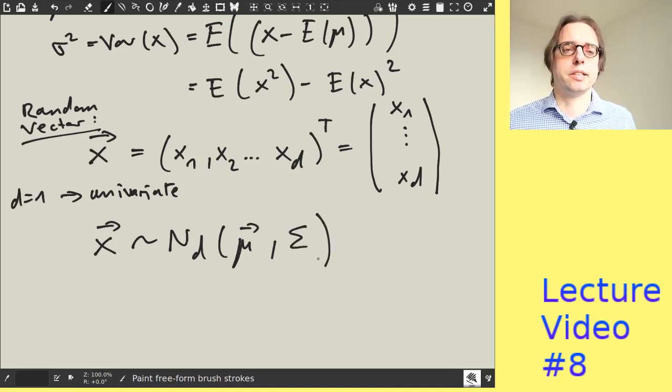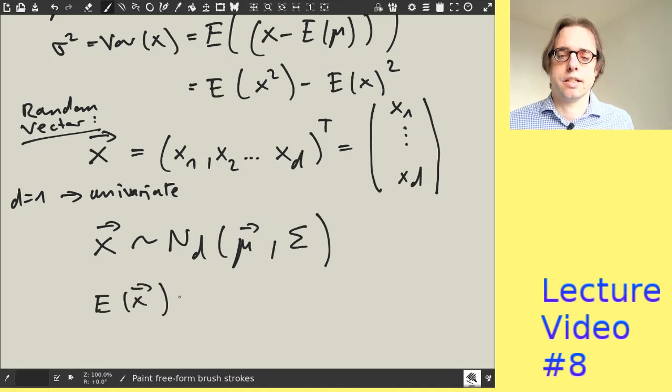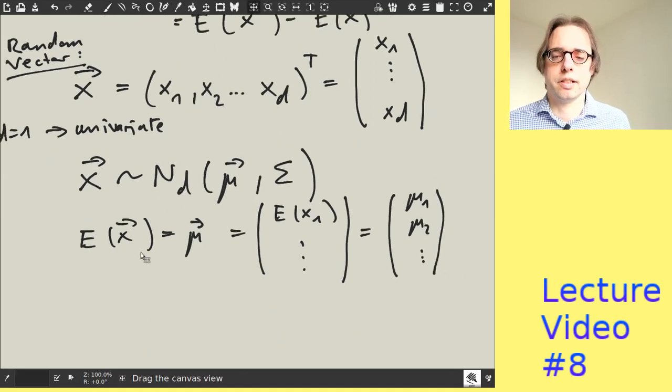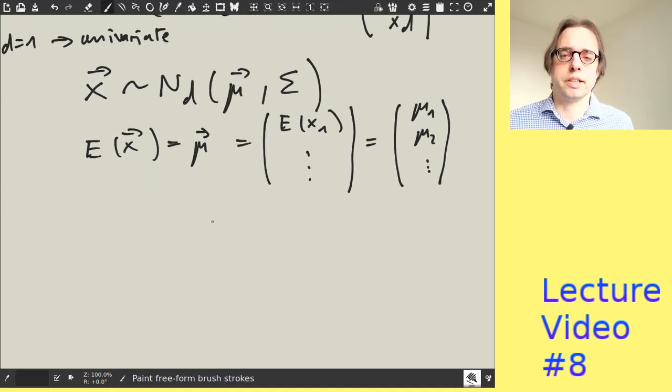So the covariance matrix is what I'd like to discuss now, because the mean is trivial. The mean of this x is just the expectation of each individual component, so it's mu1, mu2, and so on. So that's trivial. But what about the variance?